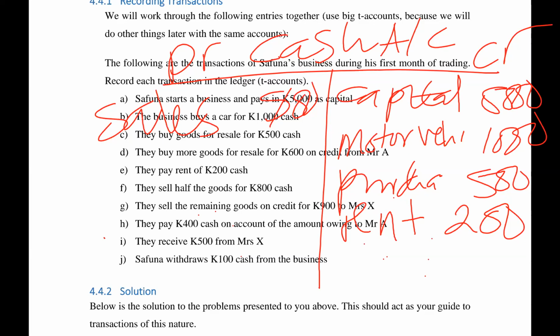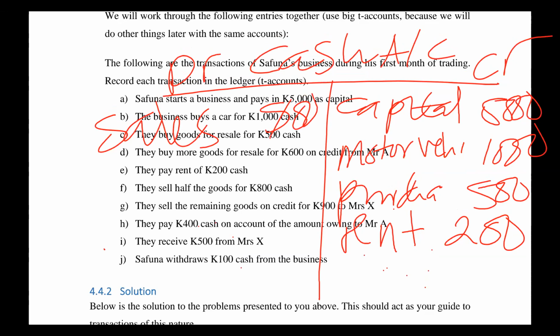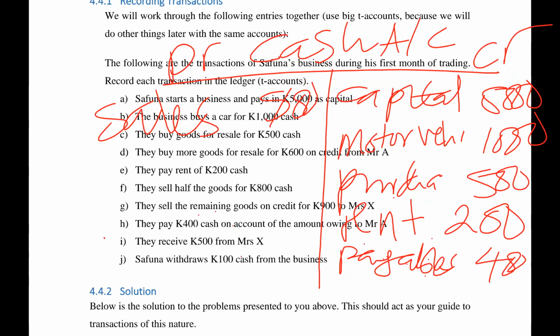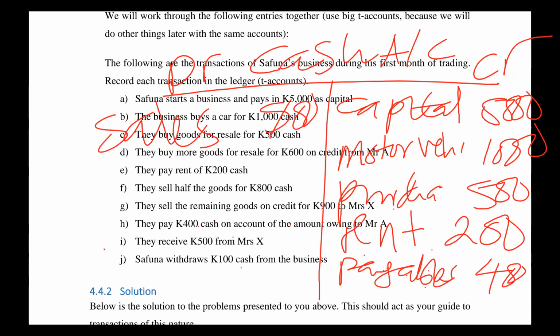A. Okay, so which two accounts are involved here? What is happening with the cash account? It's giving out. Okay, it's giving to which account? The payables account. And how much is this? Just 400 kwacha. Then they receive 500 from Mr. X. What is happening with the cash account? It's receiving 500. Okay, it is receiving 500 from which account? The receivables account. From the receivables account, it is receiving 500 kwacha.